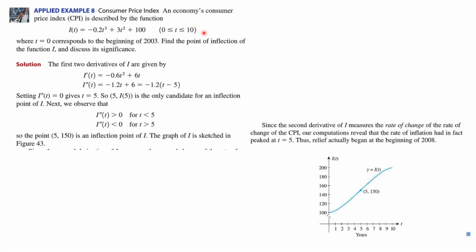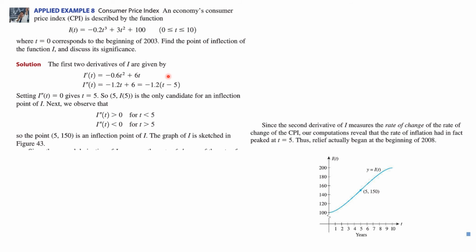And here's example 8. It's a similar kind of thing. It's talking about the consumer price index. And so it is I of t is equal to this, 0 less than or equal to t, and t equals 0 corresponds to the beginning of 2003. Find the point of inflection and discuss its significance.